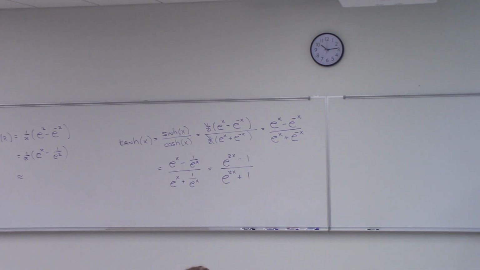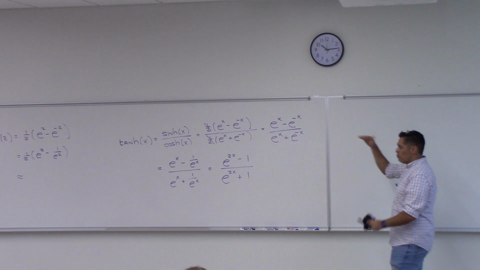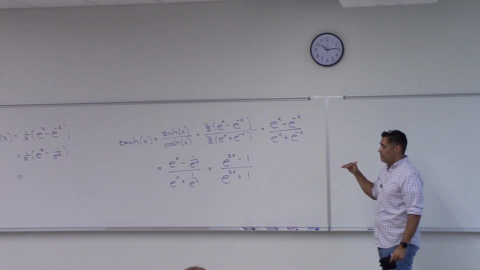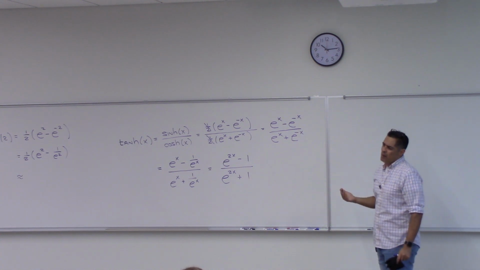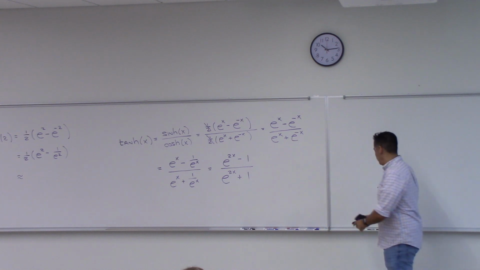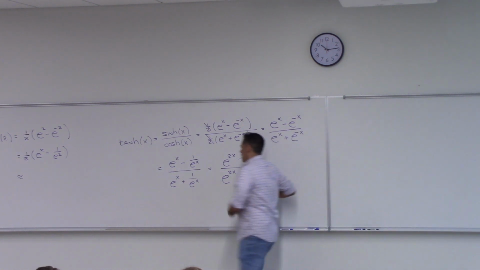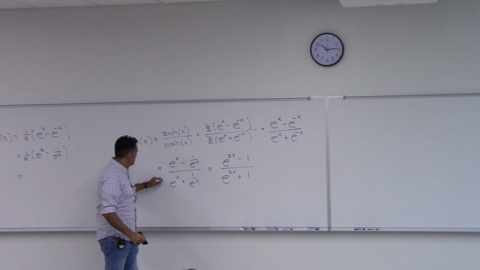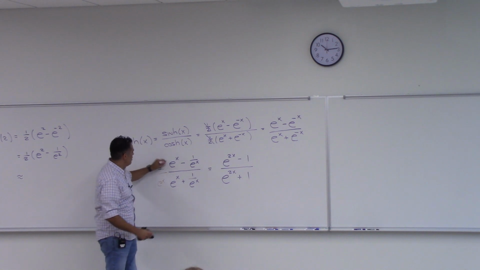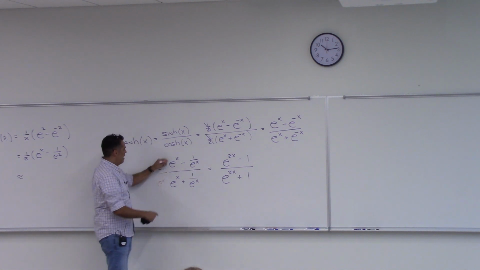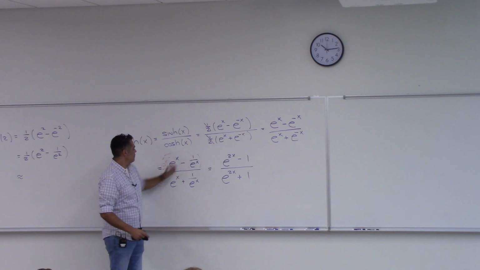I multiplied what? I multiplied the numerator and denominator by e to the x. So basically what I was doing was trying to clear the fractions out. So I multiply the top and the bottom by 1, right? I multiply by 1, that's 1. And then I distributed this through.